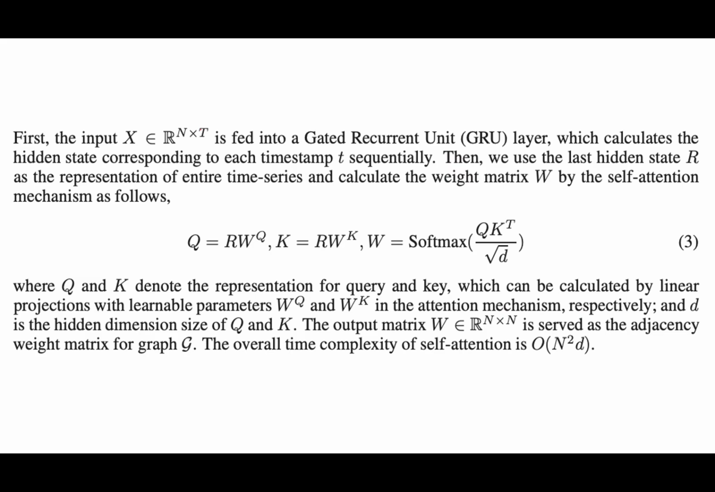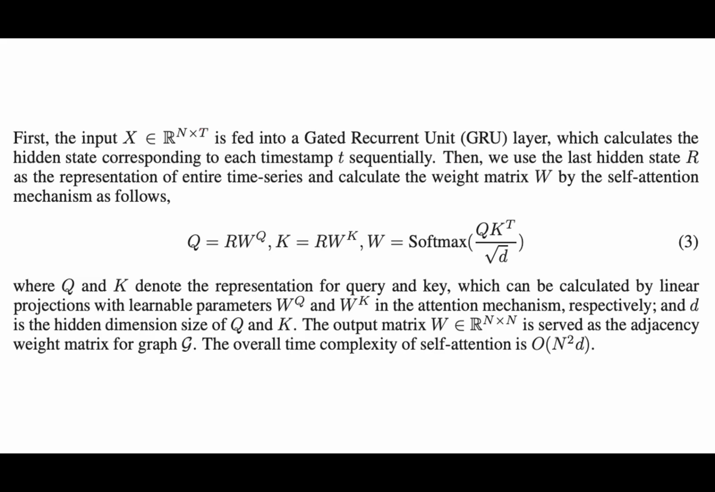Then we use the last hidden state R, sorry, as a representation of the entire time series and calculate the weight matrix W by the self-attention mechanism as follows. So after the gated recurrent unit goes on for t time points, it learns something, and in the end, whatever the last hidden state value is, we're going to use that to calculate our attention mechanism between series. We're going to use that as our x in our attention formula.